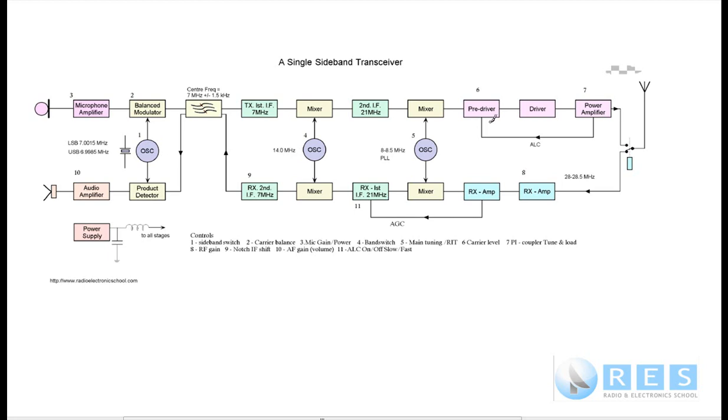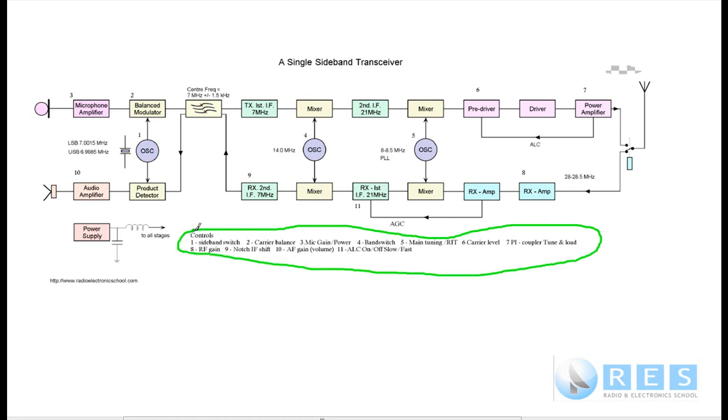There are controls on a radio. These numbers, 1, 2, 3, and so on, 6, 7, 8. These are the controls on the radio that adjust those things, and we'll talk a little bit more about that later.